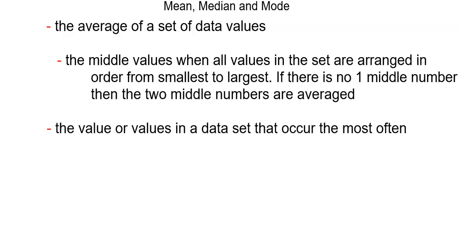The median is the middle value when they're arranged smallest to largest. They have to be in order. If there's no one middle number, then the two middle numbers are averaged. And the mode is the value or values in a data set that occur the most often.